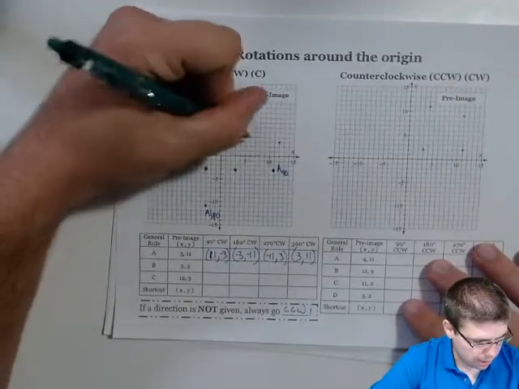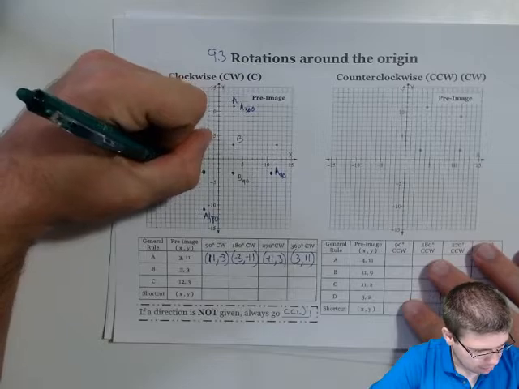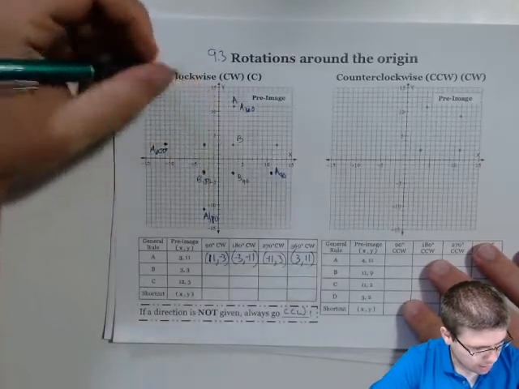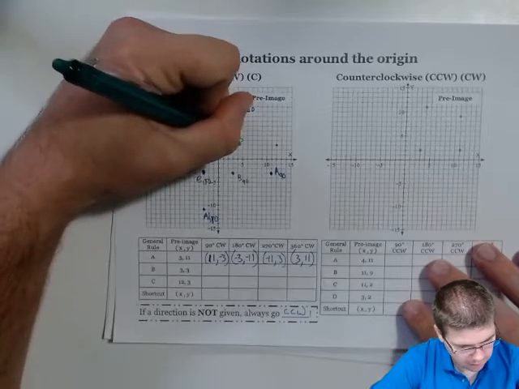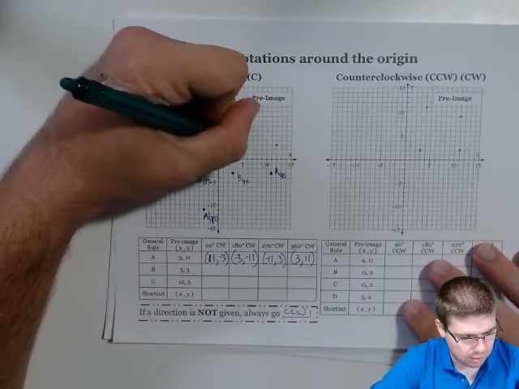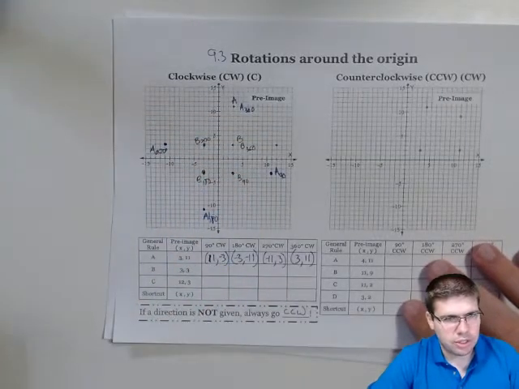So this coordinate is B. This is B rotated 90 degrees. This is B rotated 180 degrees, and then this is B rotated 270 degrees, and then we come back to here. Now this is B, it's also B rotated 360 degrees. So those are all the different rotations around there.